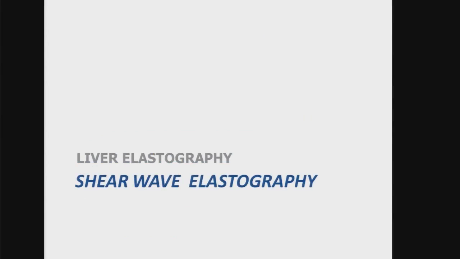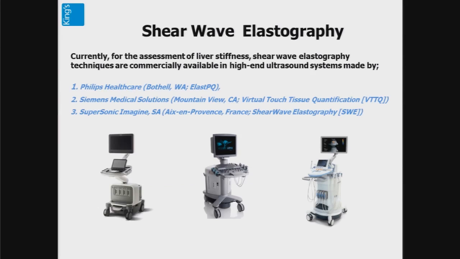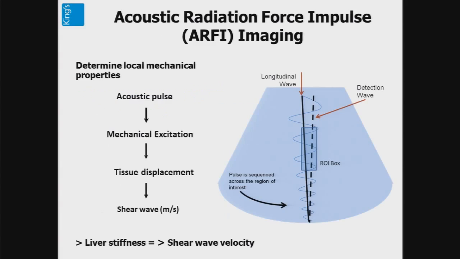The next kit on the block is shear wave elastography, and there are 3 companies out there with shear wave elastography on their machines: Philips, Siemens Medical Solutions, and Supersonic. I have experience with the Siemens at the moment, and I will show you some of the results that there are out there for that machine.